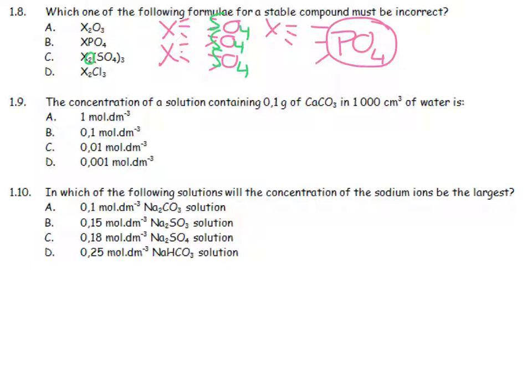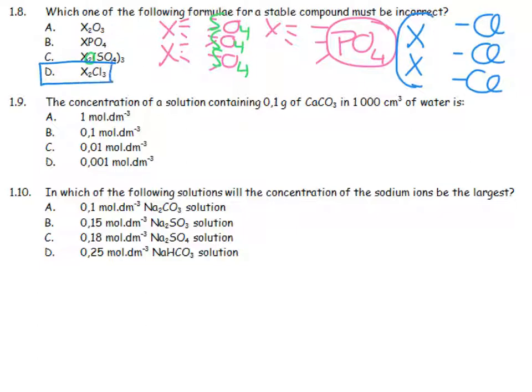Let's try and draw out the next one. X, X, Cl, Cl, Cl. I know that each chloride has got a valency of 1. It is not possible to give these two X's the same valency. If they were both 2, it wouldn't match up. If they were both 1, it wouldn't match up. So that has to be a problem.